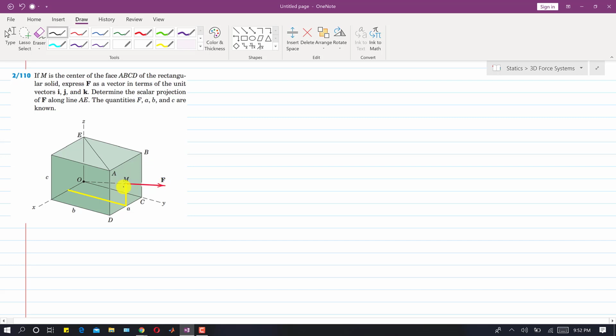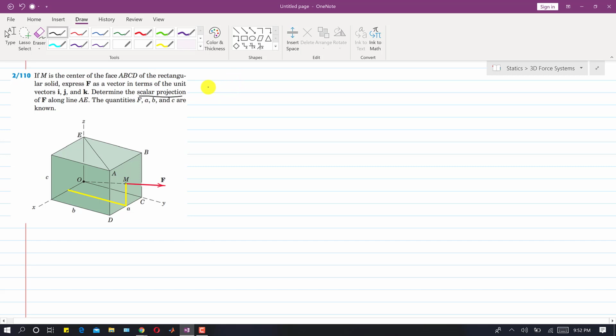So this is the F, and the line of action of this force is from the origin and passing through this midpoint M, right? So we need to determine this F vector, and we are also asked to determine the scalar projection of F along line AE. So we will find the scalar projection, the magnitude of the projection of F along line AE, right?